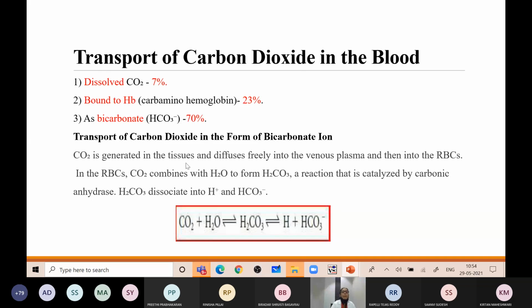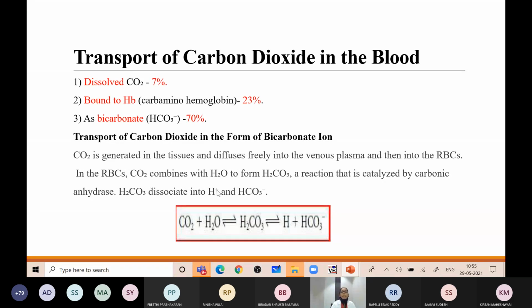Then, transport of carbon dioxide in the form of bicarbonate ion. This is the major way of transport of carbon dioxide, that is as a bicarbonate ion. Carbon dioxide is generated in the tissue because of metabolism and diffuses freely into the venous plasma and then into the RBC.